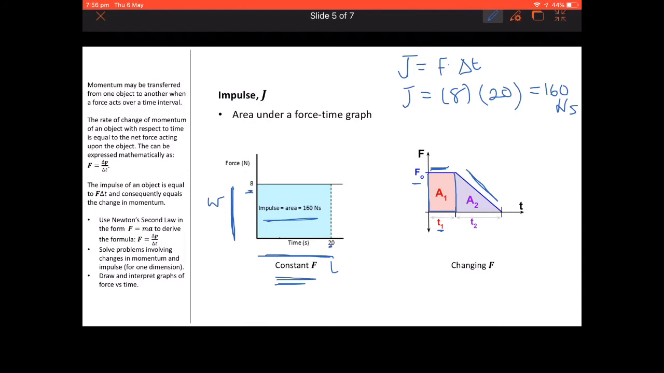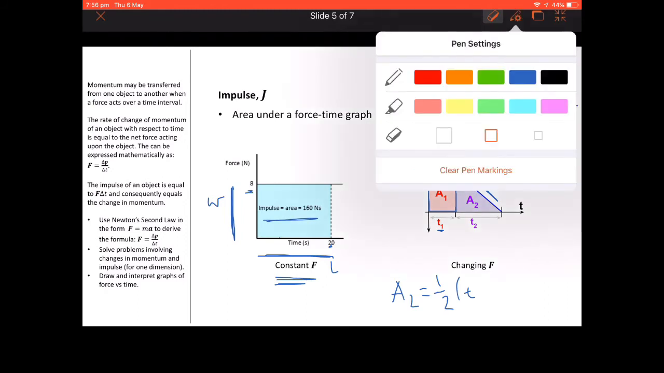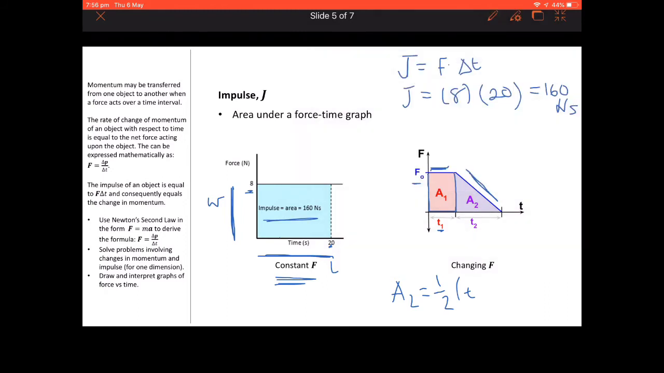For your triangle, you'd use your triangle area formula, which is half base height, so it doesn't really matter whether you use time or force as your base, because you're multiplying the entire thing by half anyway. So say area 2 would be equal to half base, we'll say that's T, and then the height would be F0, and that would be the area of A2 here.